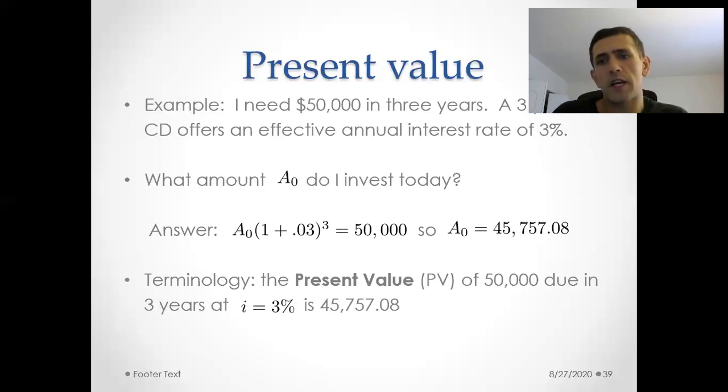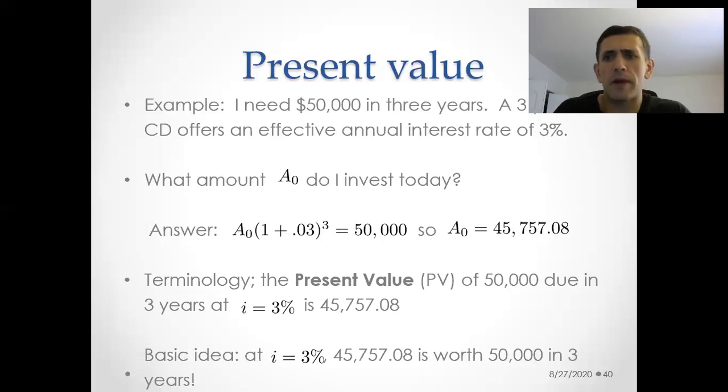So if you understand this example, you understand the concept of present value. It really is that easy. Okay. And the terminology is present value, or PV for short, of 50,000 due in 3 years at 3% is $45,757.08. Okay, and there's 2 ways to think about present value. One is that at this interest rate, $45,757.08 is worth 50,000 in 3 years.